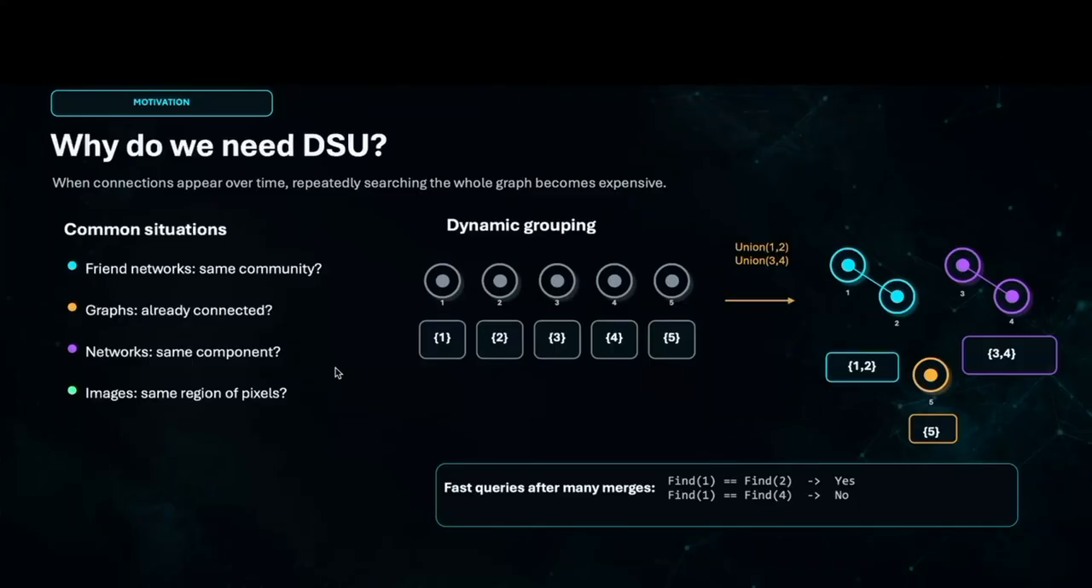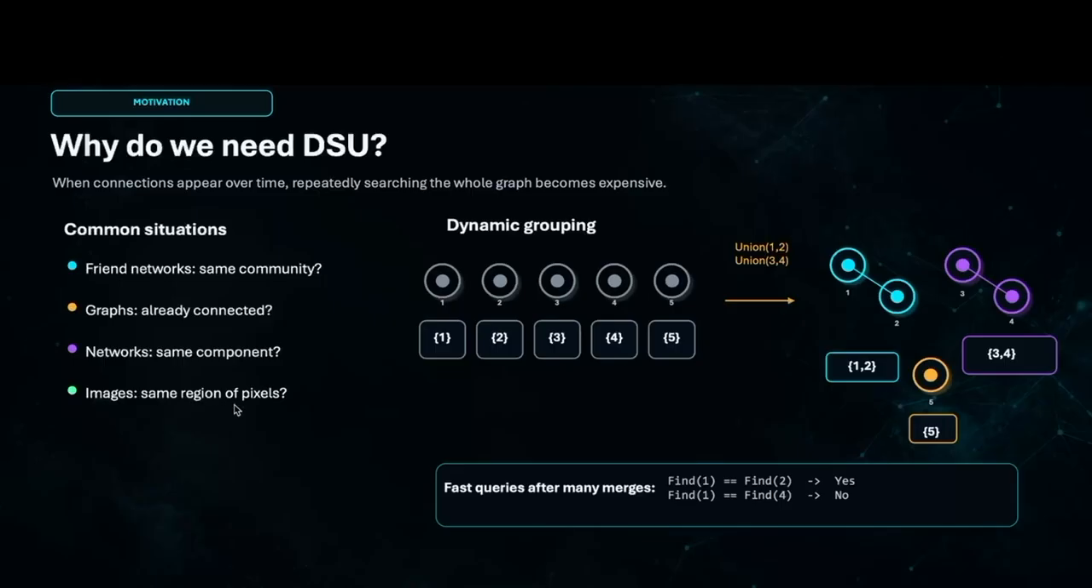So, why do we even need DSU? Let's think about a real problem. Imagine connections between nodes appearing one by one over time. If we want to know whether two nodes are connected, we traverse the entire graph. That becomes very expensive. This kind of problem shows up everywhere. In social networks, we want to know if two people are in the same friend community. In graph problems, we check if two nodes are already connected before adding an edge. In image processing, we group pixels that belong to the same region.